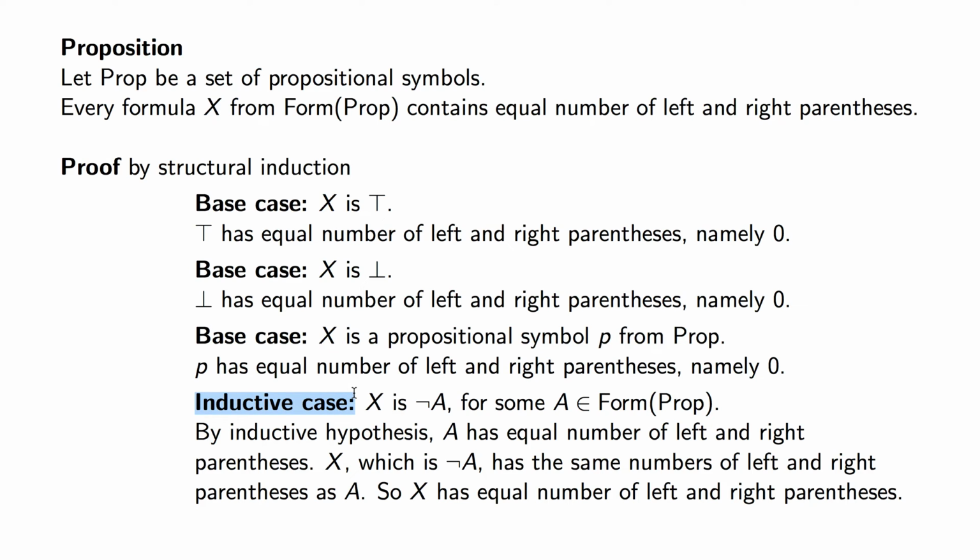Now an inductive case: if X is of the form negation A for some A from formulas of prop. By inductive hypothesis, A has equal number of left and right parentheses. When we add the negation symbol, we are not changing the numbers of left and right parentheses. So the formula X, formed this way, has equal number of left and right parentheses.